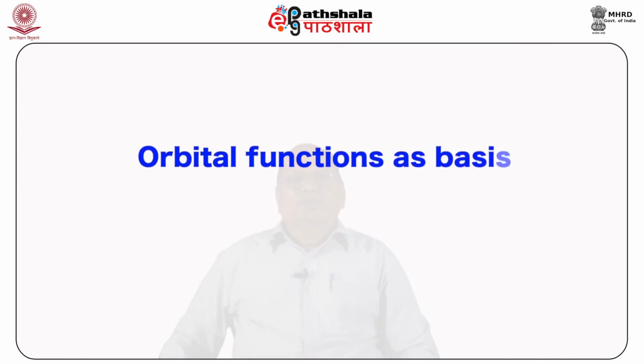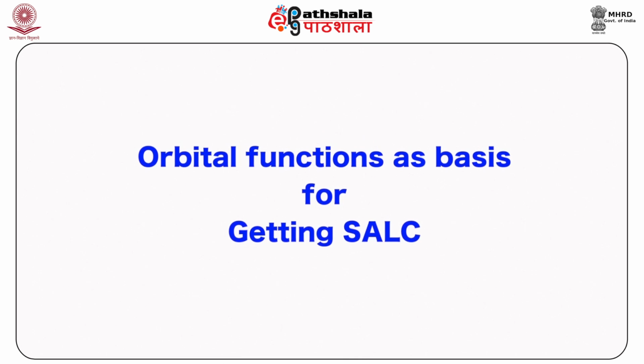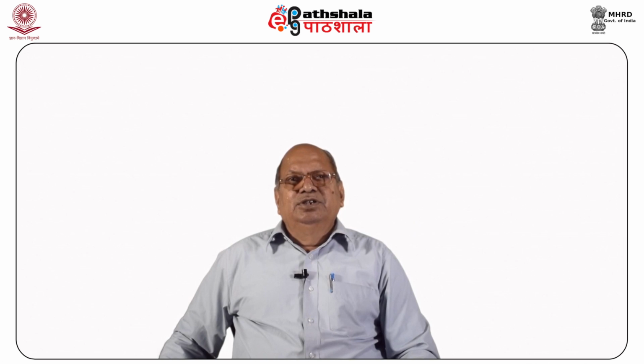Now let us take orbital function as the basis for getting SALC. We can make use of SPDF orbitals as the basis and can develop SALC. These types of SALC are very important in connection with molecular orbital theory of transition metal complexes. Let us use pi orbitals in cyclopropenyl cation, that is C3H3 positive, which has a delocalized pi orbital system.